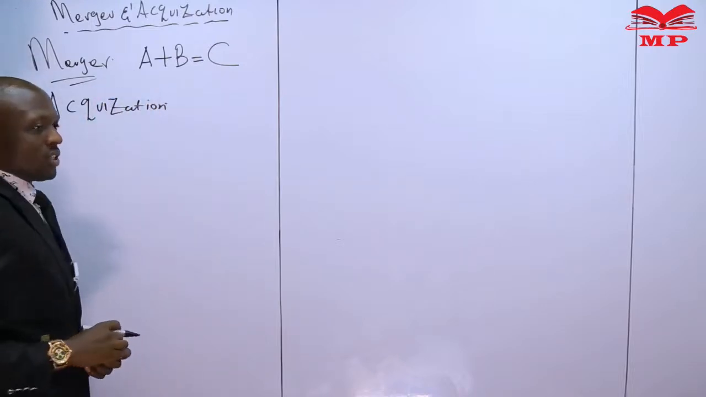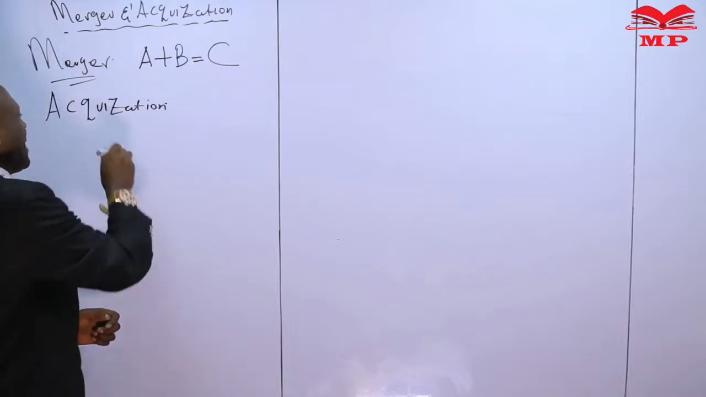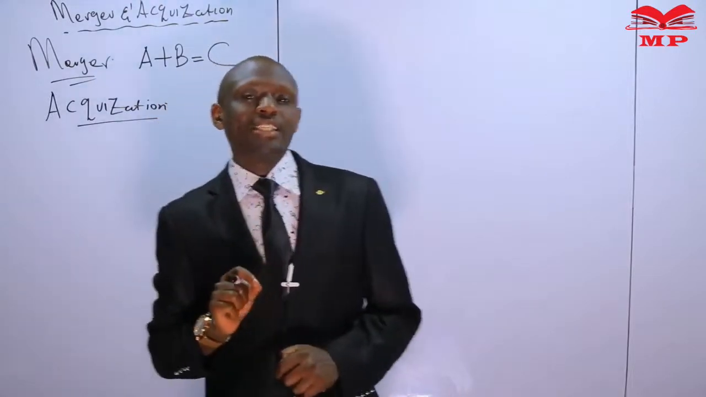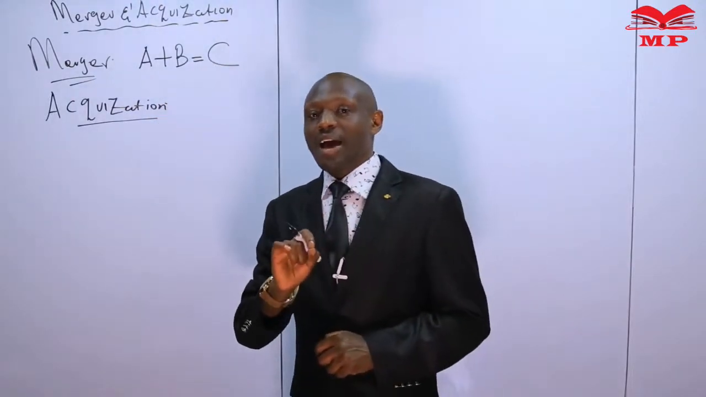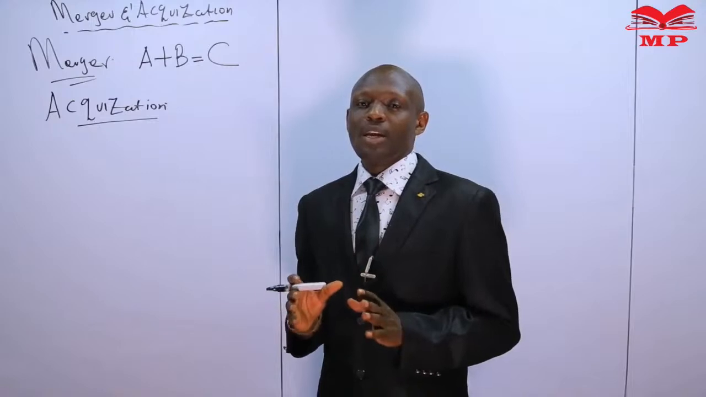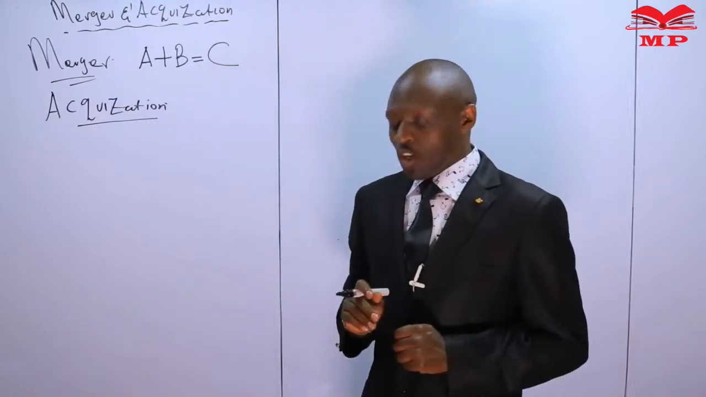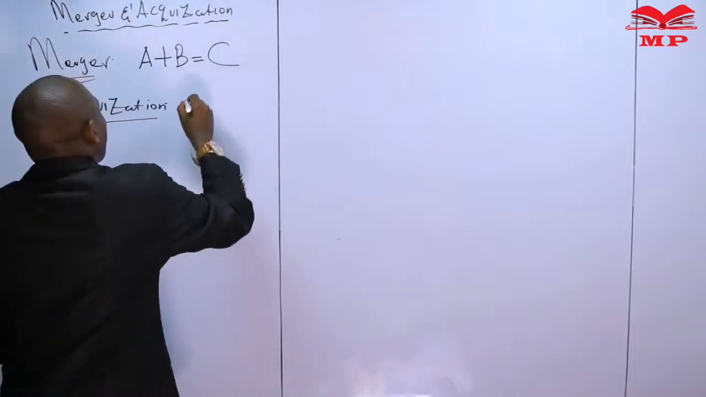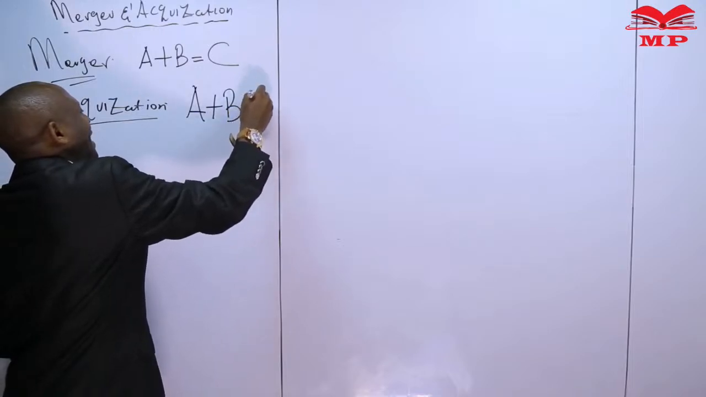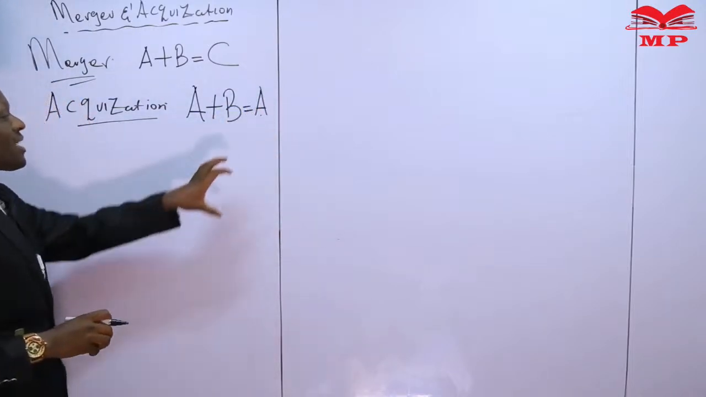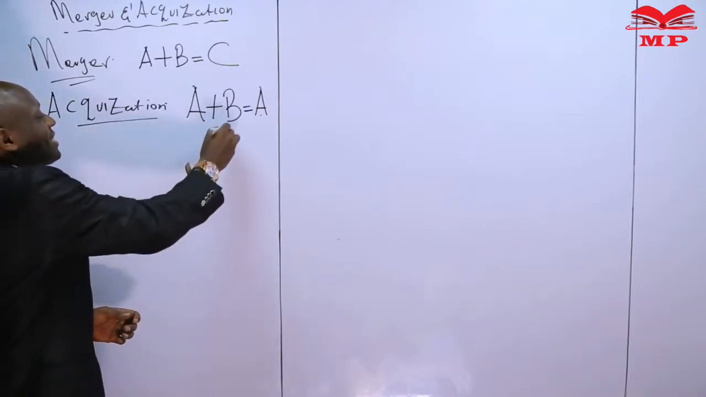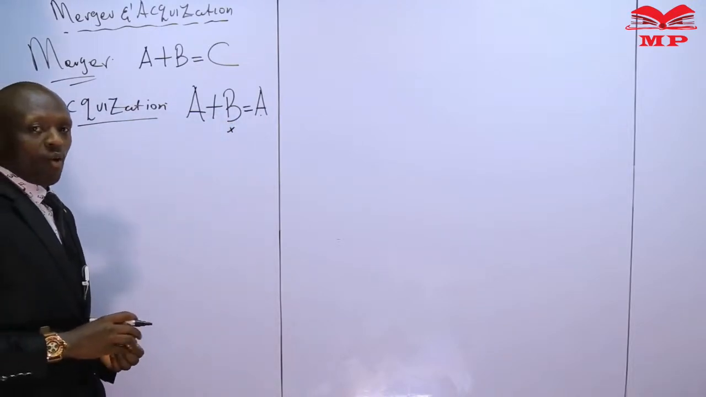In an acquisition, also known as the takeover bid, two firms come together, but the identity of one firm dominates the other firm. When two firms come together, there is a firm that will retain its identity. So simply, if a firm A comes together with a firm B, we will get a firm A. So it is firm A that acquired firm B. So the identity that disappears is that of the firm being acquired.